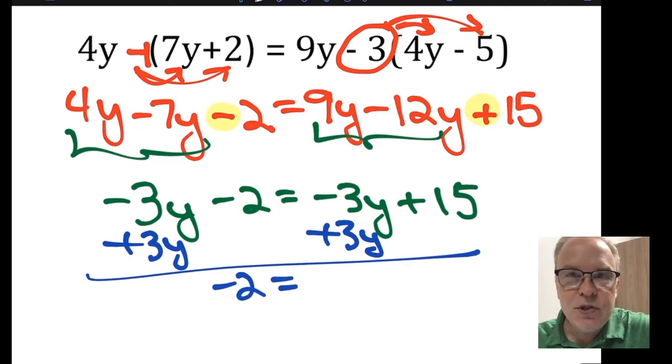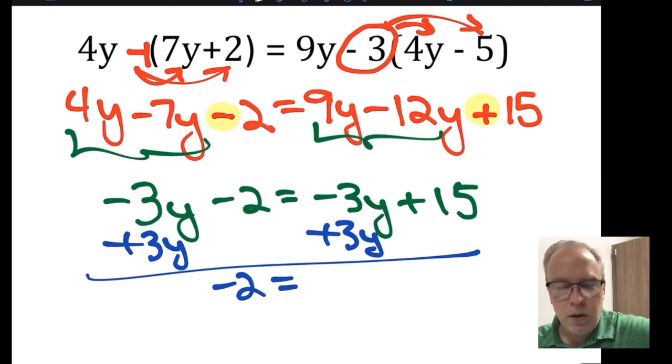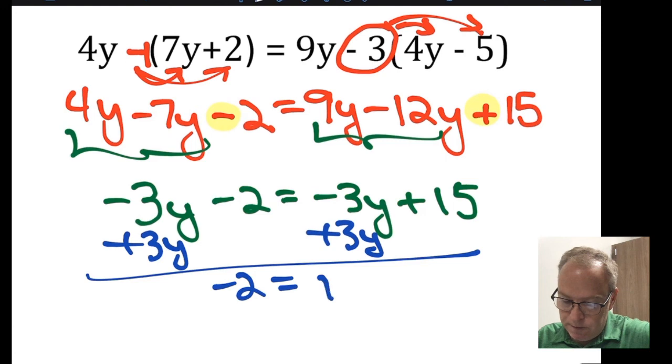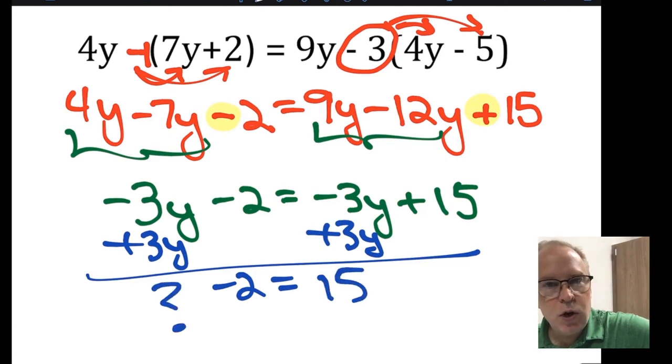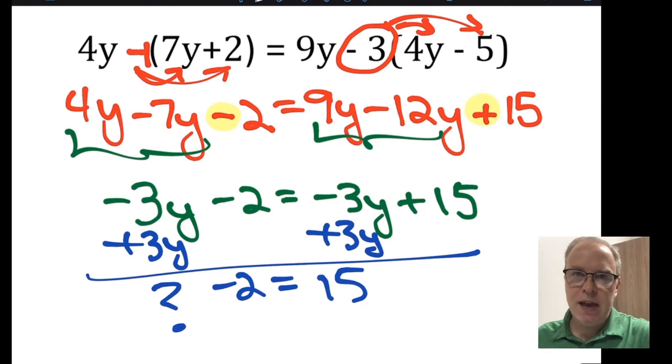All the y's just disappeared. All the y's are gone. So what are we going to do? Well, we're just going to write nothing there for now, and I'm going to bring the 15 down. So the question is where do we go from here? Well, we're actually done. We have the answer.